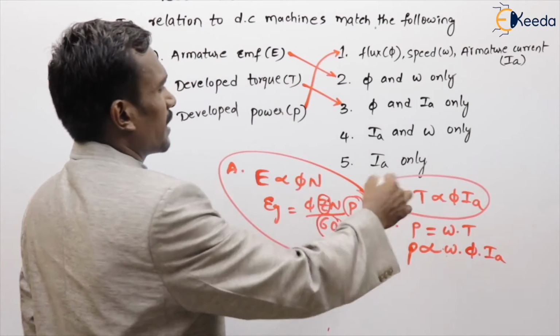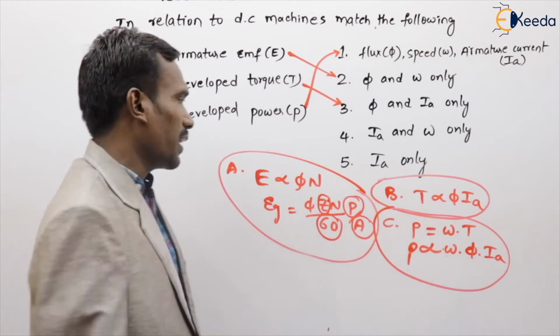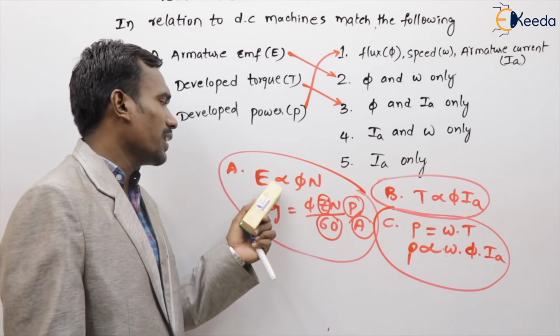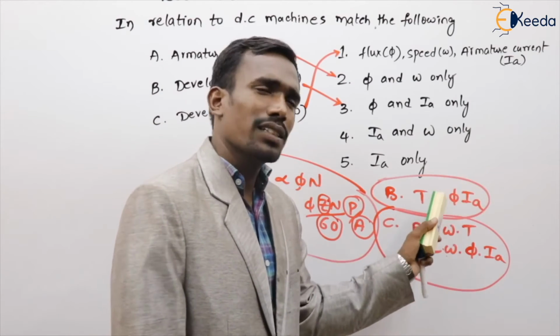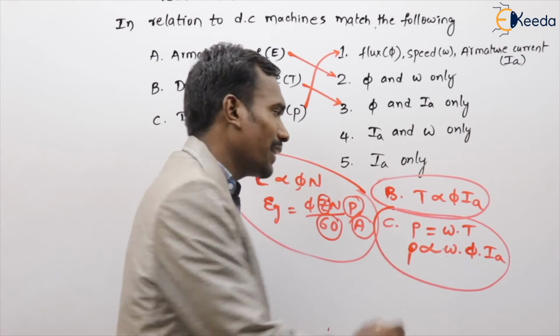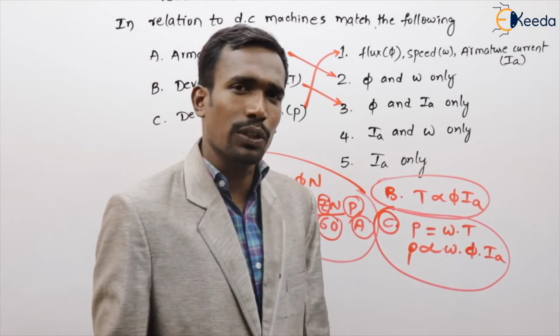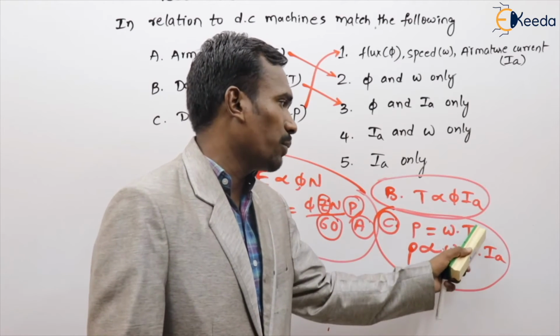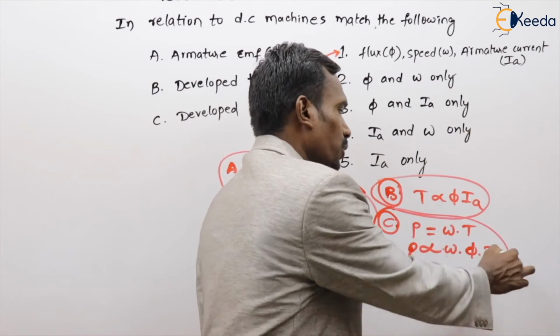This is a very simple question. We have A, B, C. A is very simple: E is directly proportional to phi into N. B: T is directly proportional to phi into Ia. And C: the power is equal to omega into T, we know that.